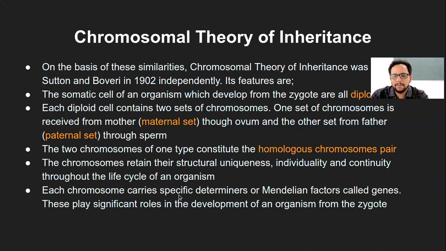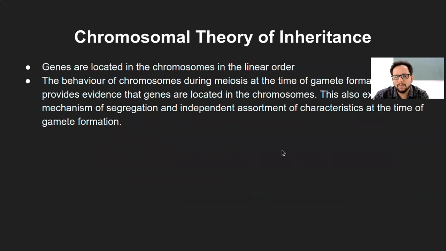And each chromosome carries specific determiners or Mendelian factors, now called genes, and they play a significant role in the development of the organism from the zygote. Again, until 1902, they were still called Mendelian factors or unit factors or specific determiners. Later on, they were termed genes, which we already know. So that is the basis of the chromosomal theory.